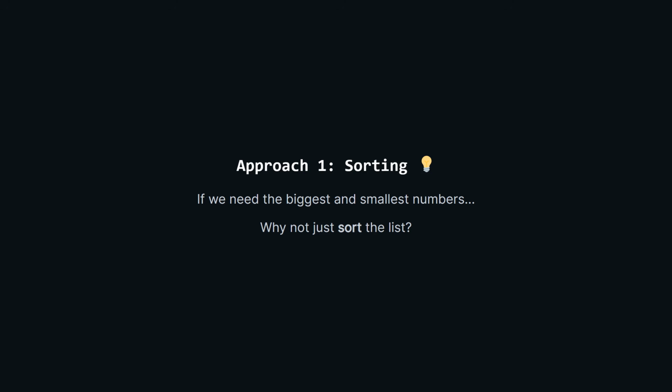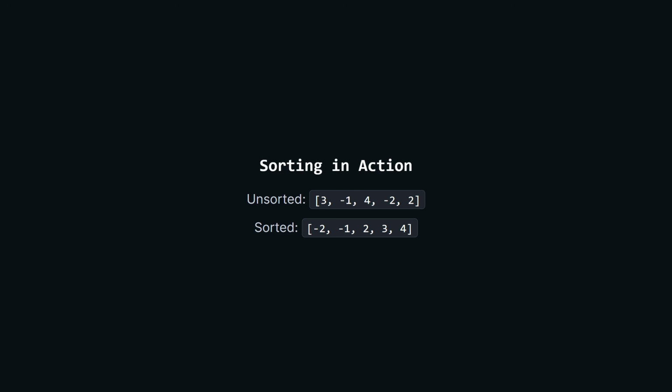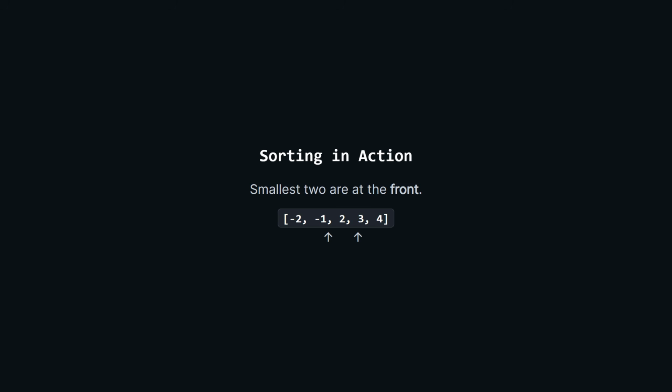So how do we easily find the biggest and smallest numbers? The most straightforward way is to just sort the entire list from smallest to largest. Let's say we have this unsorted list. Once we sort it, everything is perfectly ordered. Because it's sorted, the two smallest numbers, which might be those big negatives we need, are right at the very front of the list. And our three largest positive candidates are sitting right at the very back of the list.